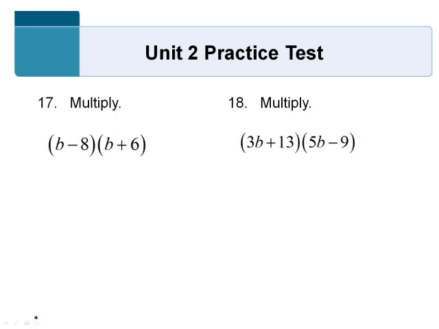Now, 17 and 18 are FOIL problems. Remember, first, outer, inner, last. So a lot of students go, oh, I can't do FOIL. It's like if you can distribute, you can do FOIL. So it's the same thing. Don't freak out. So here's the first and the outer, and then the inner and the last. That's what we're going to do.